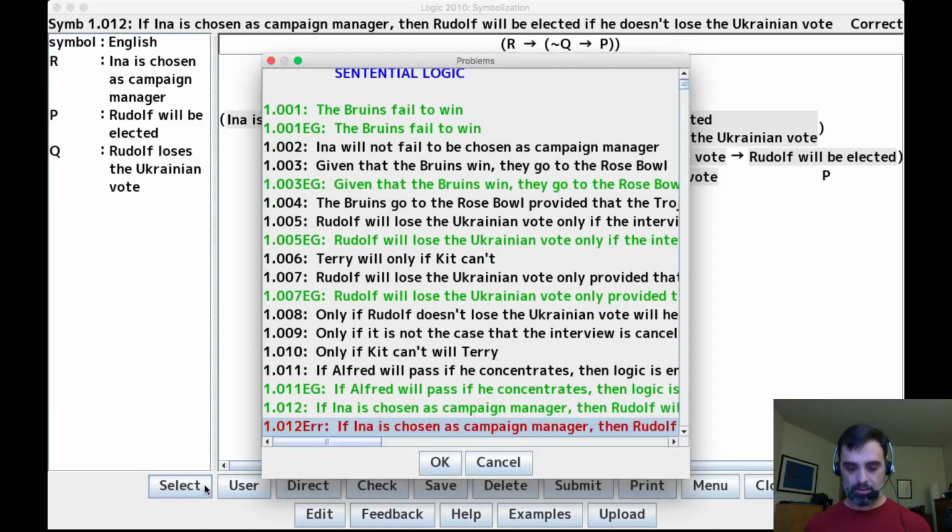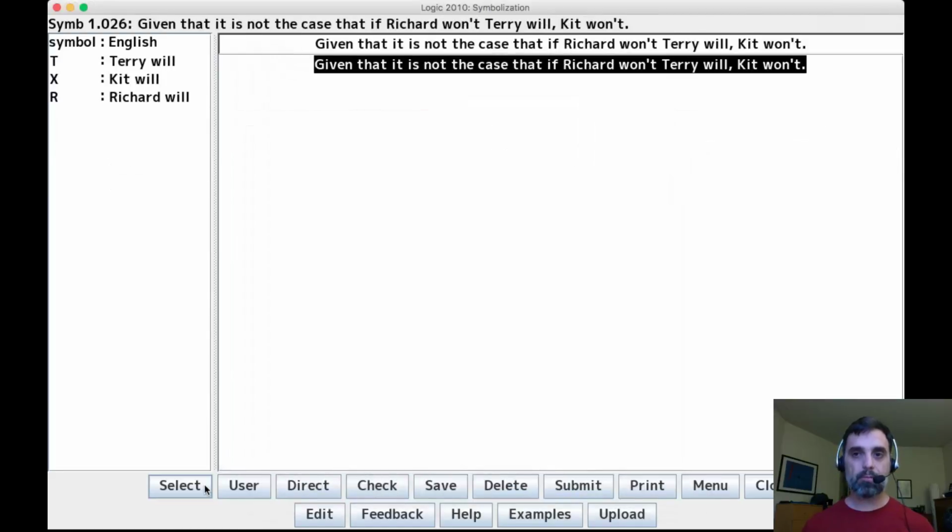And let's go to the other difficult problem, 026. So, given that it is not the case that if Richard won't, Terry will, Kit won't. Okay, so let's look for our logical vocabulary. So we have these won'ts, but those are negations attached to the verb will, and so those are small scope, low in the tree negations attaching just to atomic sentences. So we don't need to worry about those. So what do we need to worry about? Well, there's this if, this it is not the case that, and given that.